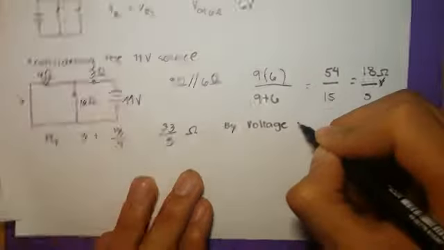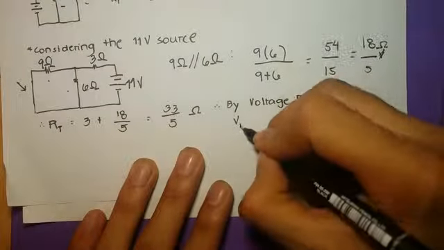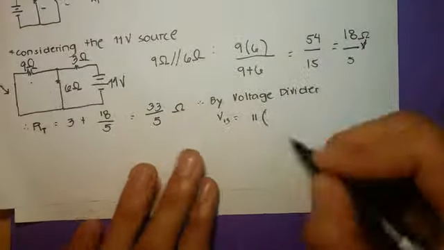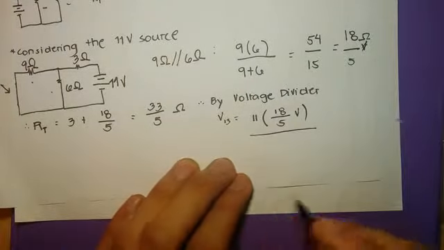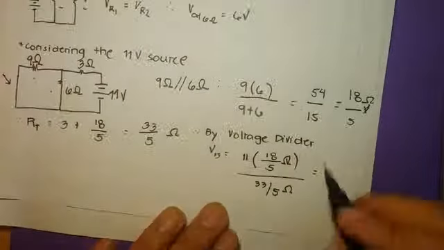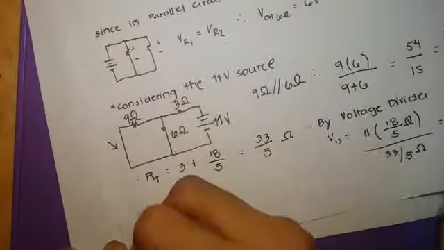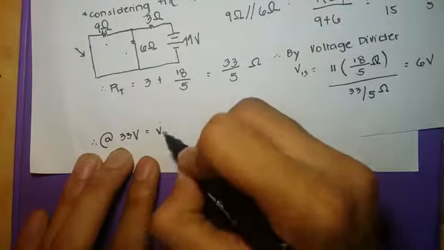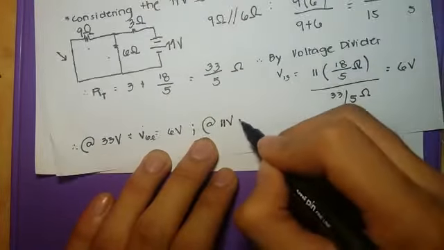so V at R23 is now equal to 11 times 18 over 5 all over 33 over 5, which is now equal to 6 volts also. Therefore, at the 30 volt source, the amount of voltage flowing at 6 ohms is equal to 6 volts, while at the 11 volt source, the amount of voltage flowing at 6 ohms is also equal to 6 volts.